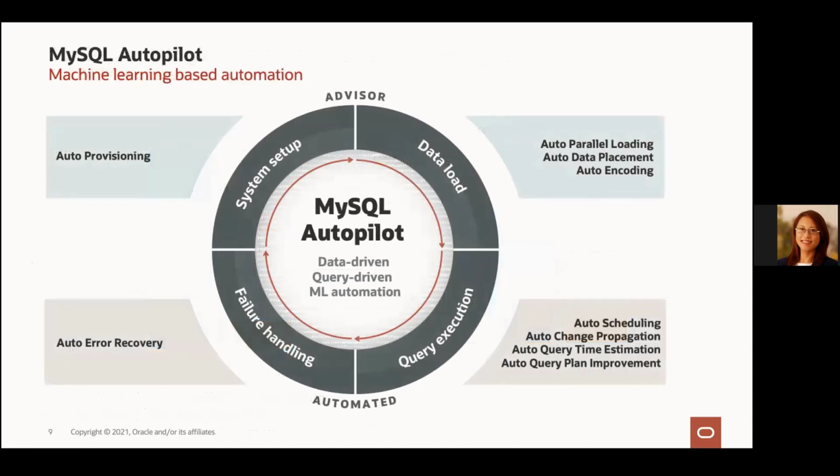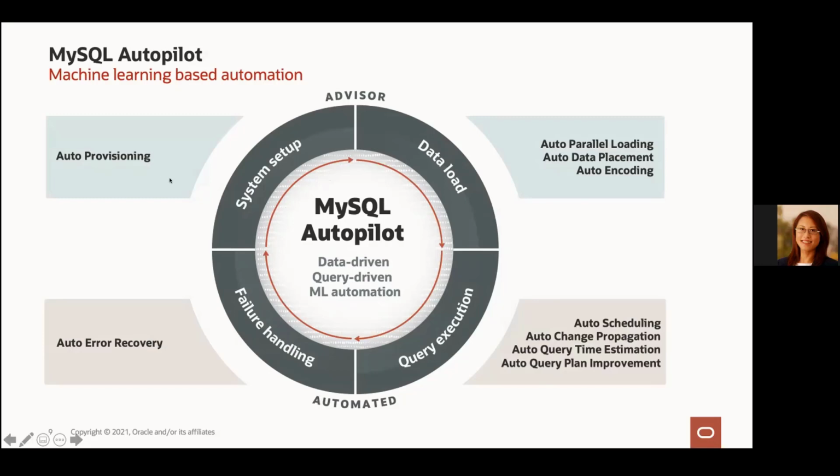The other feature that we have is what we call MySQL Autopilot. It is the machine learning based automation that I talked about earlier. Here, we focus on 4 areas: system setup, data load, query execution, and failure handling. All of this, we use machine learning to enhance the system, performance, and memory usage. On the top, system setup and data load right now are more like an advisor. You invoke the advisor, and then we provide suggestions and tell you, for example, what performance improvement you can expect.